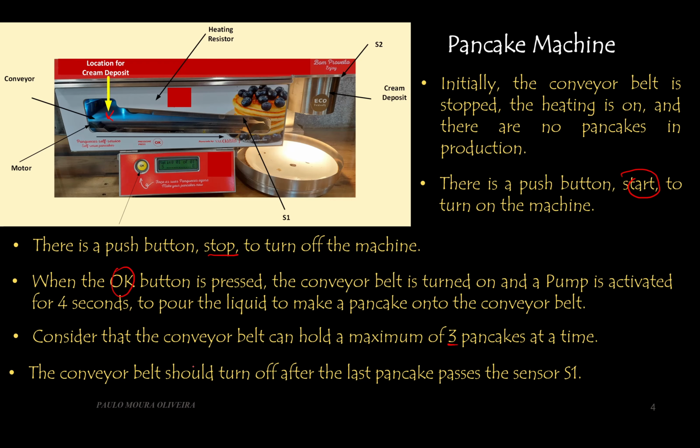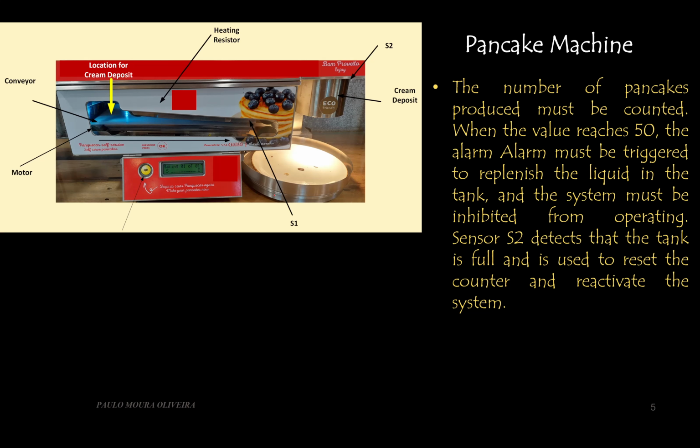Okay, so we are also going to consider that the conveyor belts are activated only when there is at least 1 pancake in production. Also, we are going to count the number of pancakes, and when it reaches 50, but I'm not going to consider 50 here, I'm going to consider 5, an alarm is going to be activated to alert the person in charge, so he or she can refill the tank here for the cream, which is going to be detected by sensor S2, and this is going to reactivate the system.